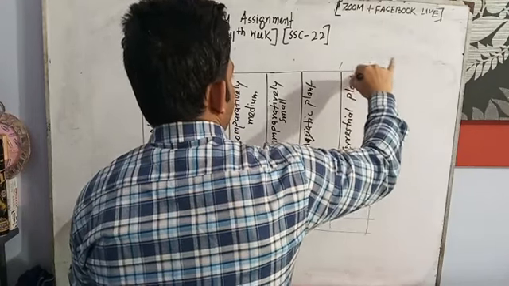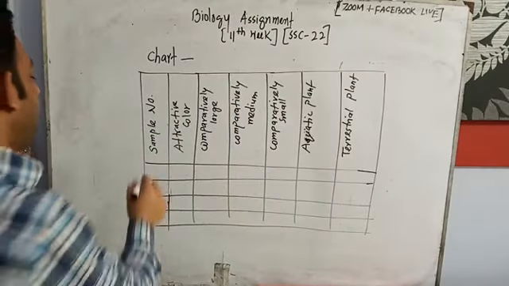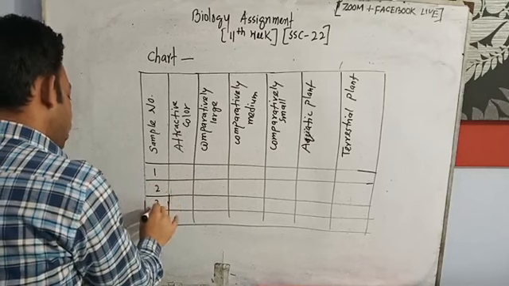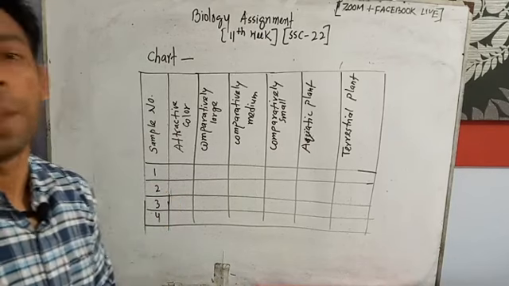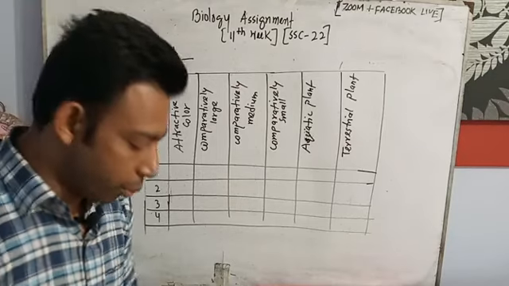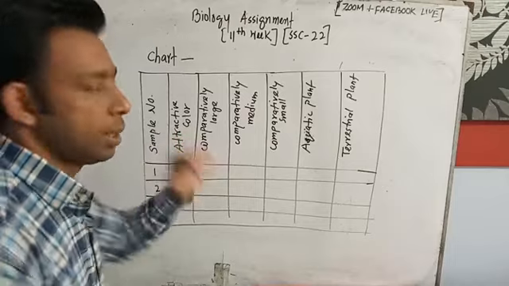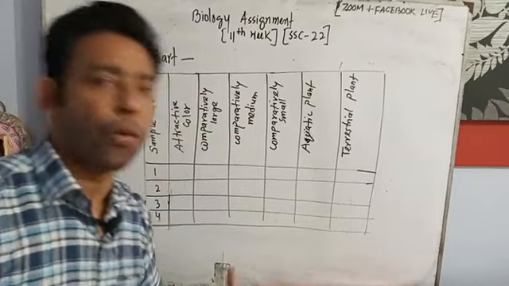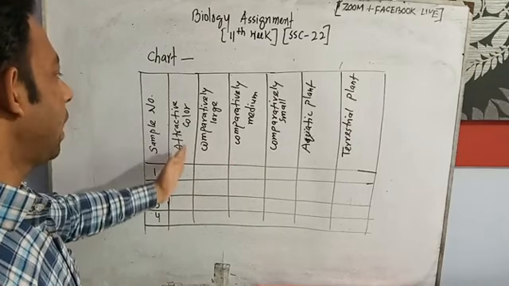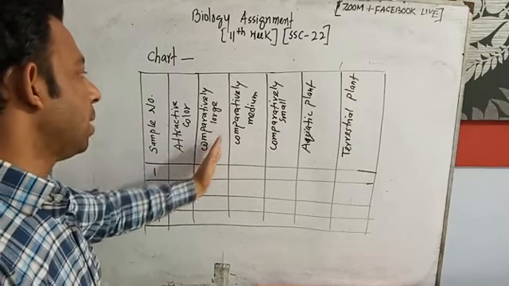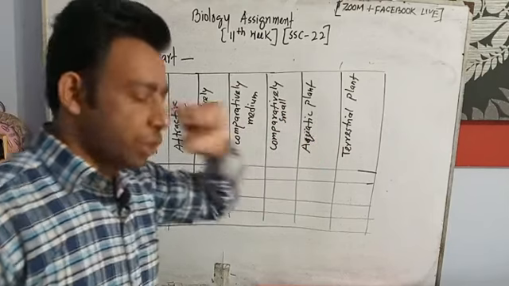This is the box given in our assignment. Sample number 1, 2, 3, 4. So what should we do now? It is better when you try to solve the question here. You must go through the samples I took for the assignment. So: sample number, attractive color, comparatively large, comparatively medium, comparatively small, aquatic plant and terrestrial plant.